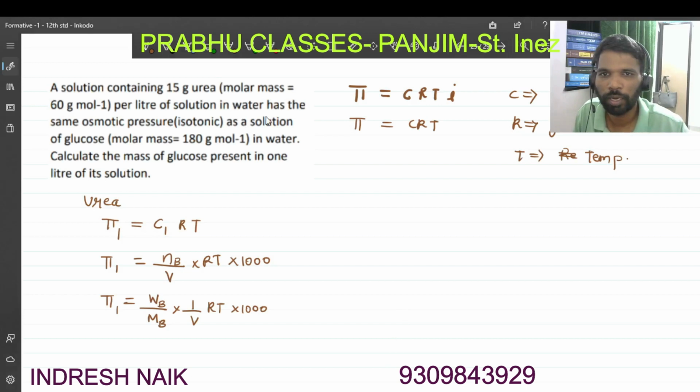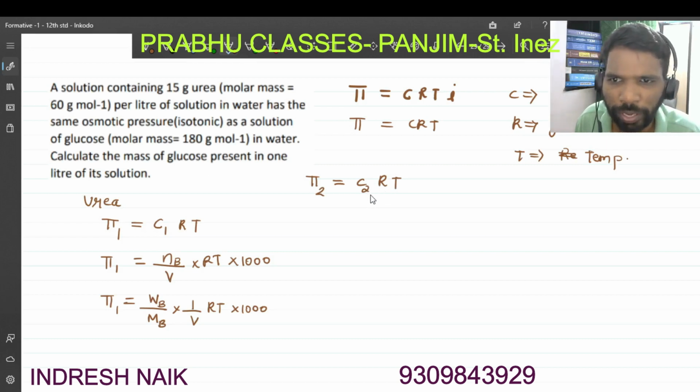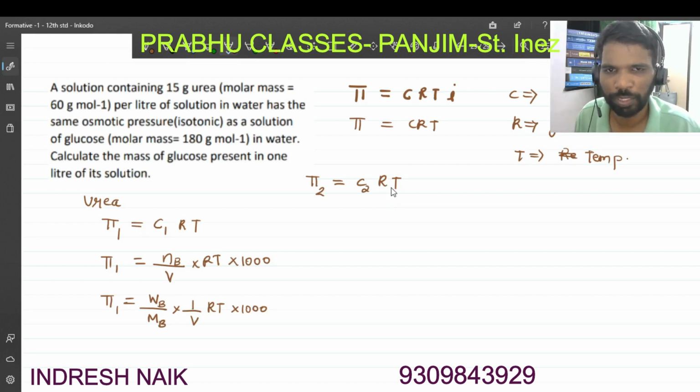I'll discuss pi 2, that is osmotic pressure 2 due to glucose. So it is also C2RT, because the gas constant is not going to vary, right? That will be the same. Temperature is also the same for both the things, right? So here, what would be pi 2?